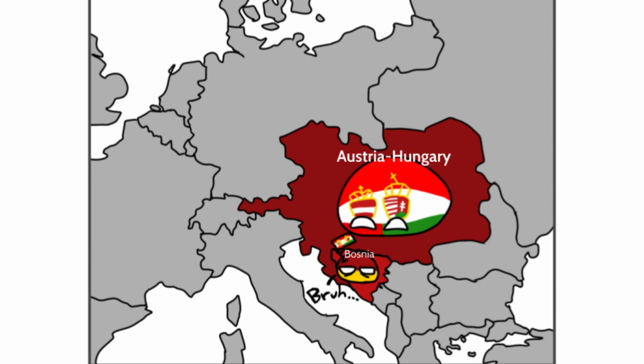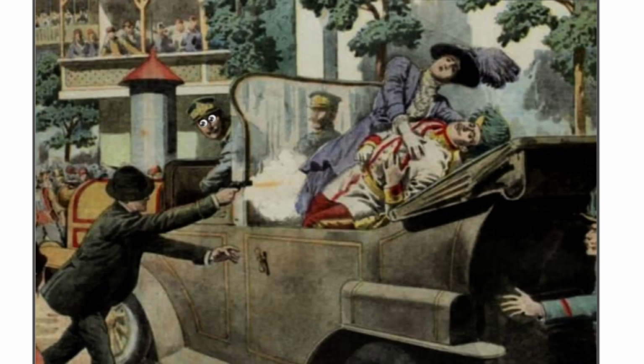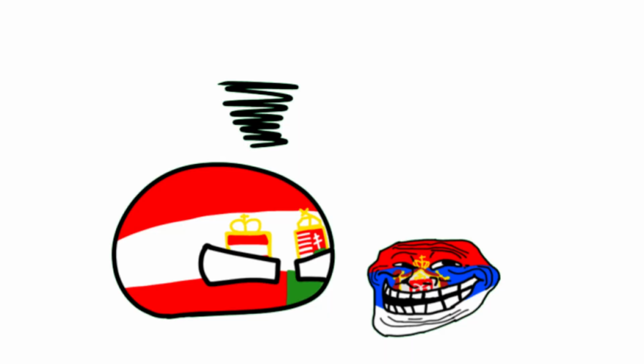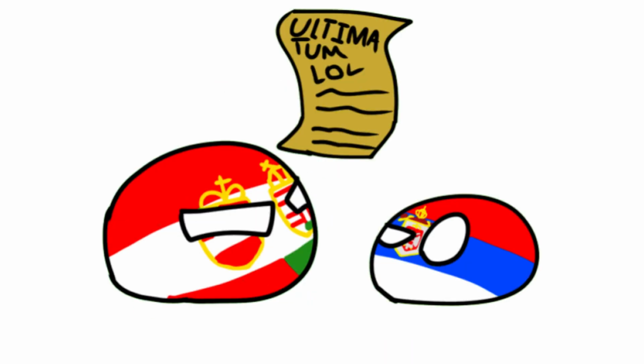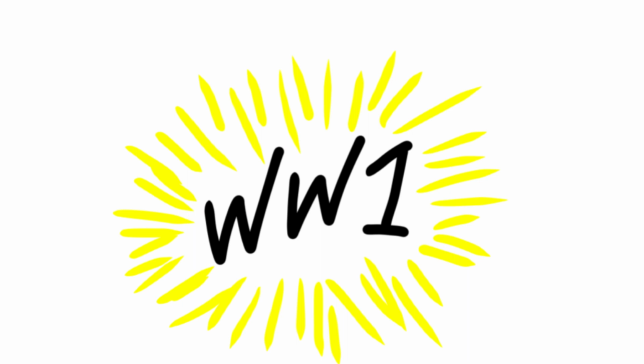Austria-Hungary has recently colonized the area of Bosnia, and the local Bosnians aren't very happy about it. A revolutionary group decided they were going to do something about it. So with the help of Serbia, they assassinated the Archduke of Austria-Hungary. Austria-Hungary is understandably pissed and sends an ultimatum to Serbia. Serbia rejects the ultimatum and Austria declares war on Serbia. This starts World War I.